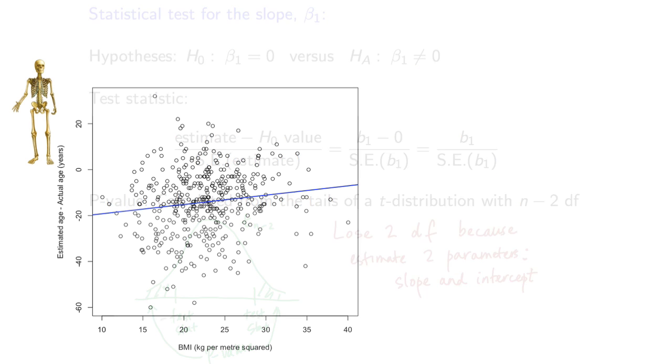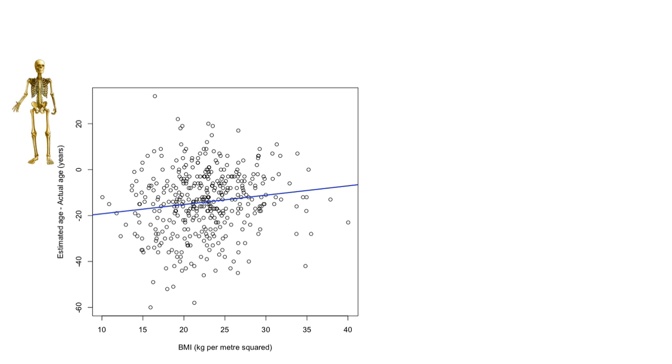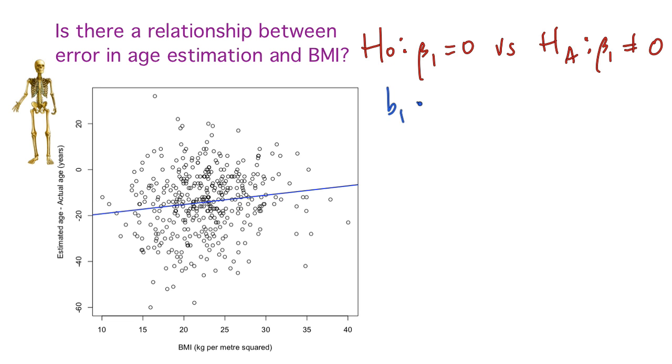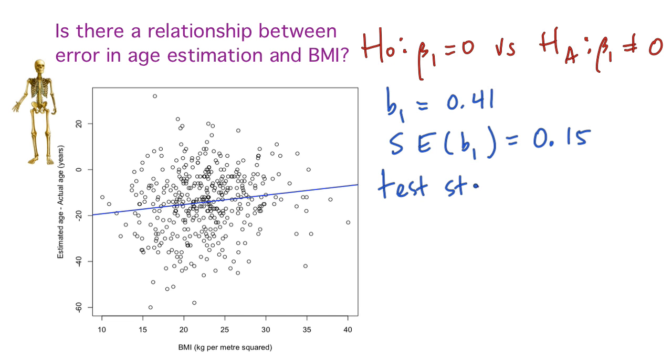Now back to our skeletons. We're looking at the relationship between error in age estimation and BMI. We're not sure if this observed linear relationship is just due to chance, so we'll carry out a test of whether the slope is 0. Our estimated slope was 0.41. From our statistical software, the standard error of the slope is 0.15. To get our test statistic, we take the estimated slope divided by its standard error, and that gives us a test statistic of 2.7.